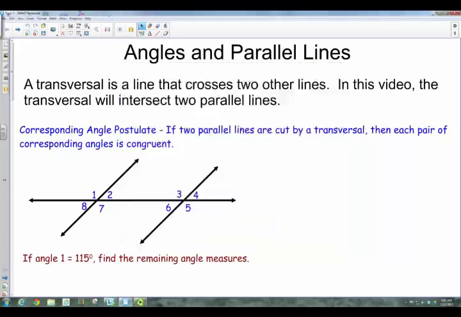Hey everyone, today we're going to look at angles and parallel lines. This is a pretty big section. It's got a lot of information that you will use in the future that's very beneficial to you. So try and make sure you're understanding these different parts of these angles.